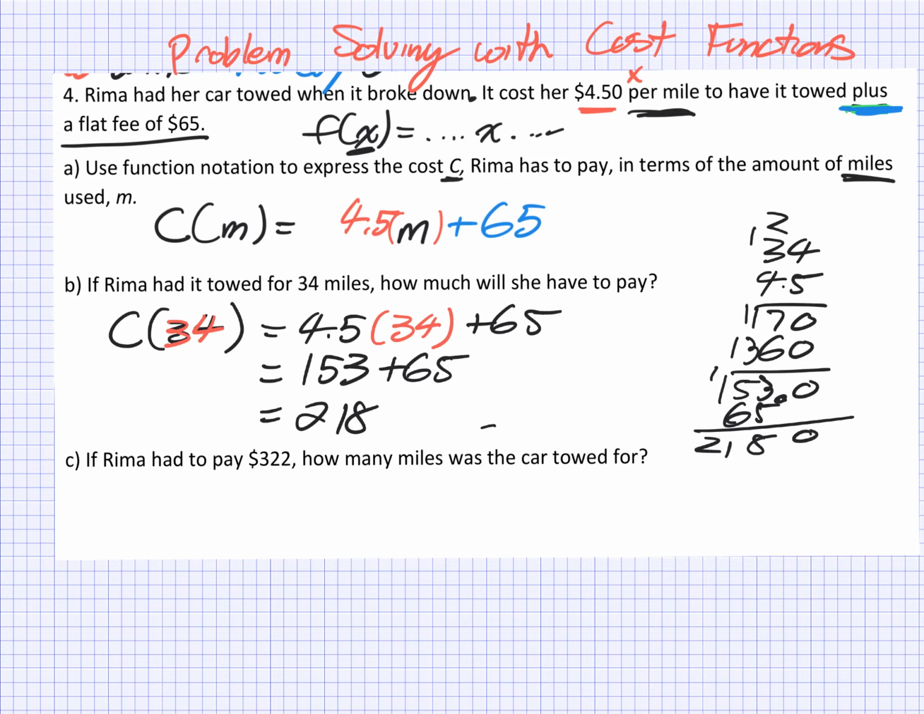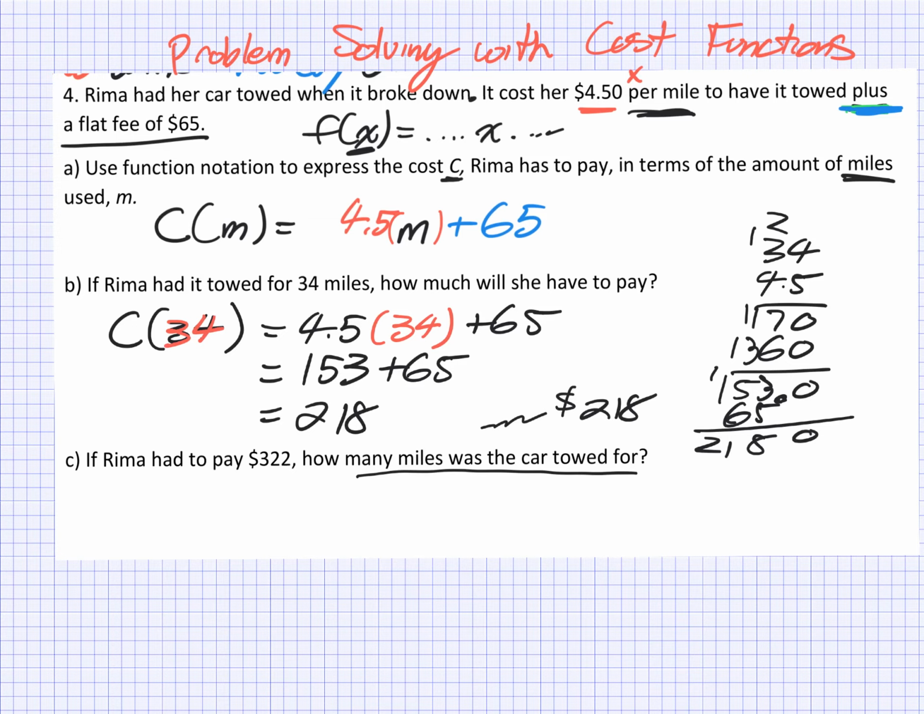And we could write a sentence about that, and we'd say, it's going to cost $218 for her to tow 34 miles. The last part of this question: if Rima has to pay $322, how many miles was the car towed? That's different.